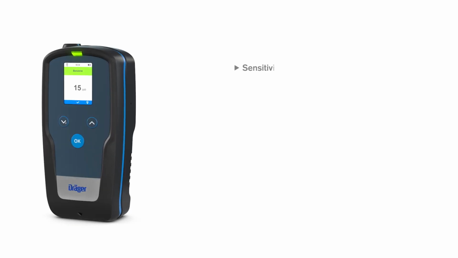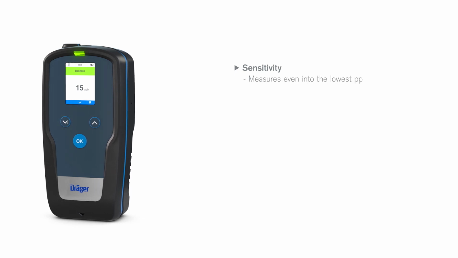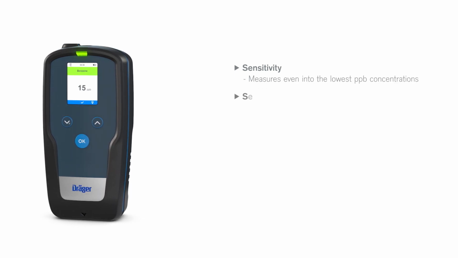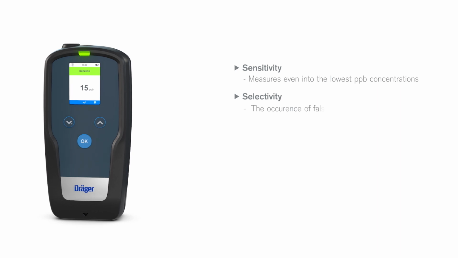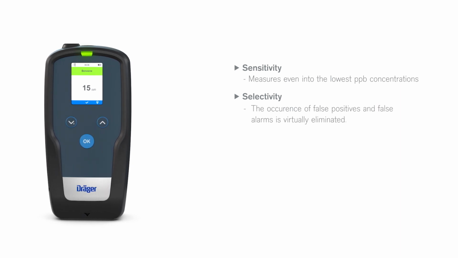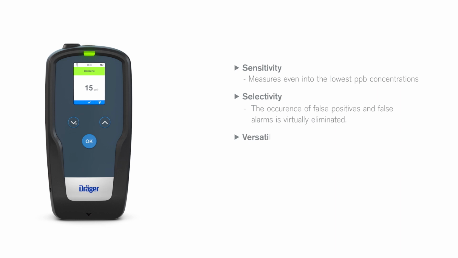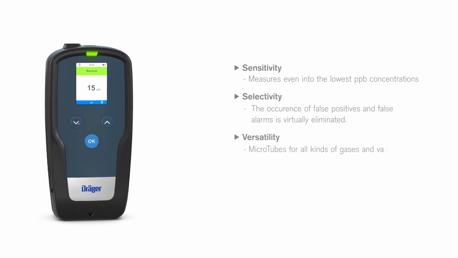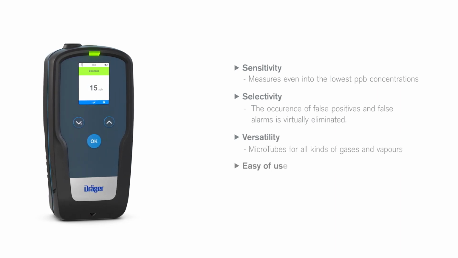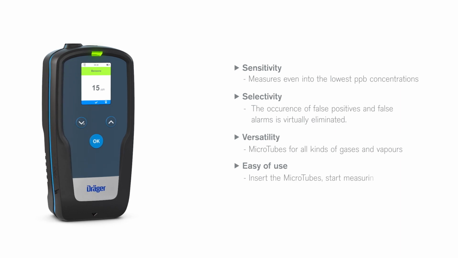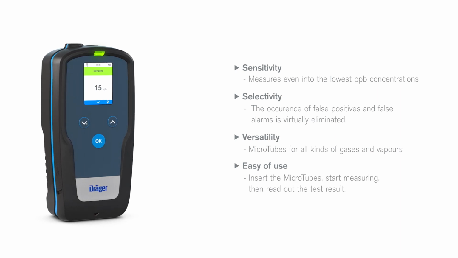Your advantages: sensitivity, measures even into the lowest ppb concentrations. Selectivity, the occurrence of false positives and false alarms is virtually eliminated. Versatility, microtubes for all kinds of gases and vapors. Easy to use. Insert the microtubes, start measuring, then read out the test result.